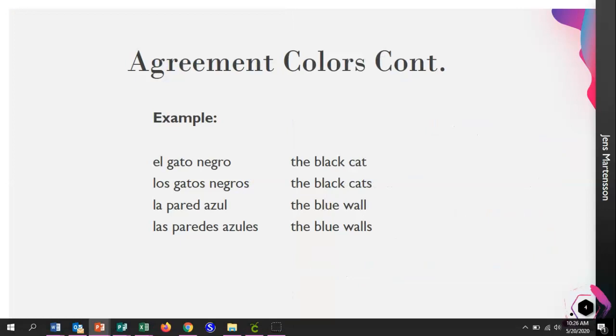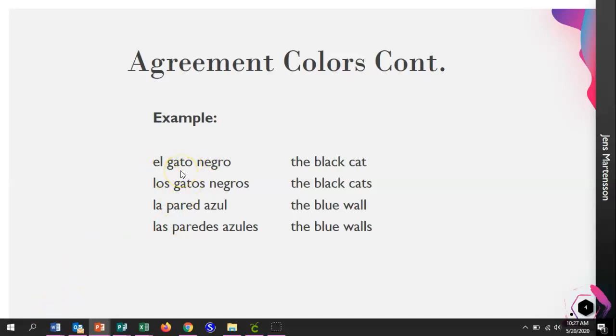Agreement colors continued. Here's a couple examples that I've got for you. We've got el gato negro. Let's identify what the noun is. We're talking about the black cat, so gato is the noun. In Spanish, normally the noun will come before the adjective, which as in English, it could go either way. But in Spanish, normally your noun will come before your adjective. So in this case, we know that gato is the noun, and that is masculine, as you can tell.